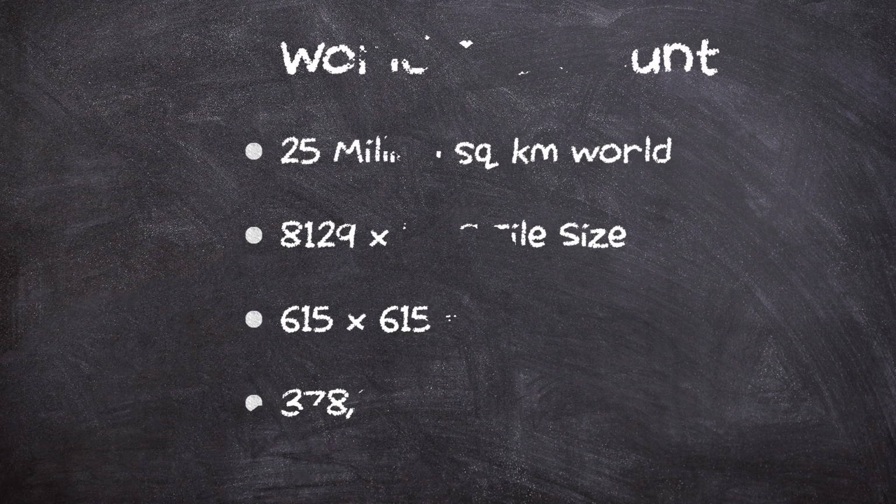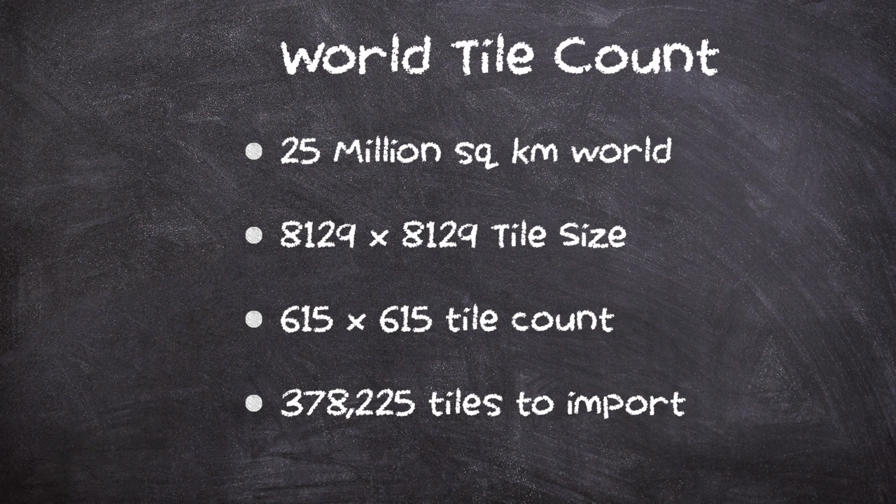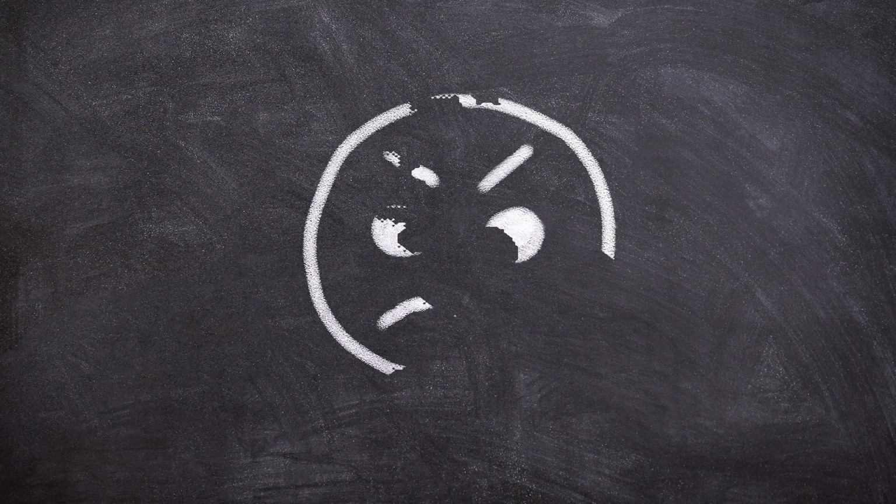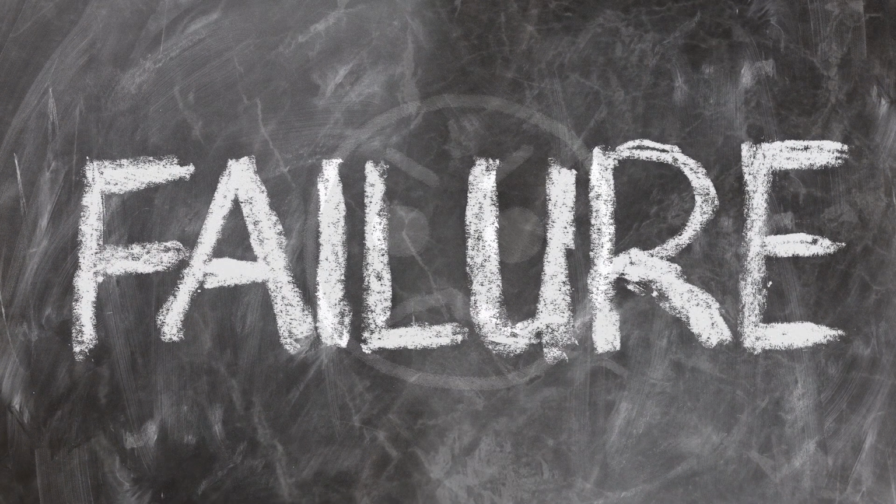For this 25 million square kilometer world, if you split the terrain into 8129 by 8129 tiles, which are the largest size that you can use, you will have 615 by 615 tiles, or a total of 378,225 tiles to import into Unreal Engine. So basically almost 400,000 Heightmap tile files to manage. Hurdle number 2 is the tile count and management. I'm betting that UE4 or UE5 chokes on way fewer tiles than 400,000.